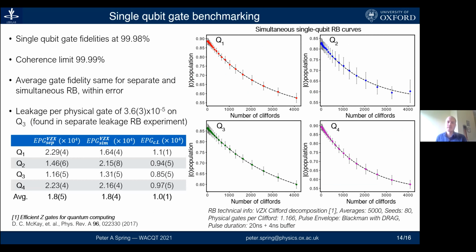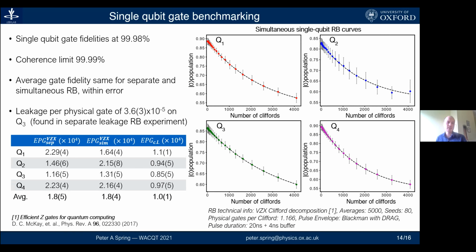So we looked at single qubit gate fidelities as well in this device using randomized benchmarking. We performed that both simultaneously and separately on the four qubits. And the main results are that the single qubit gate fidelities are around 99.98%. And this is with respect to the physical gates, not to the Clifford gates. And the coherence limit in this device is around 4.9. So we're quite close to that coherence limit. And importantly, we find that the average gate fidelity is the same when we run this separately and simultaneously to within error. And that's evidence that the crosstalk is quite low in this architecture.